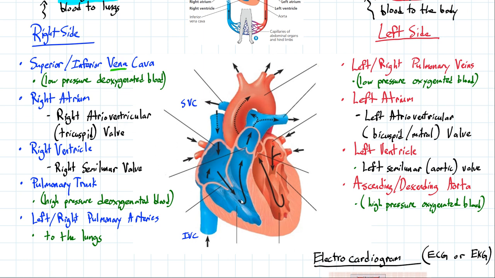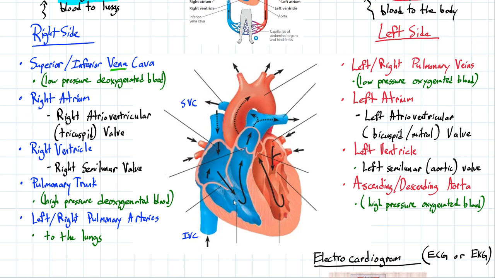Once the blood goes through that, it's anchored down by these little strings called chordae tendineae. It is in the chamber called the right ventricle. The right ventricle is this chamber right here. The right ventricle is stronger. Look at this. This is all muscle tissue here.